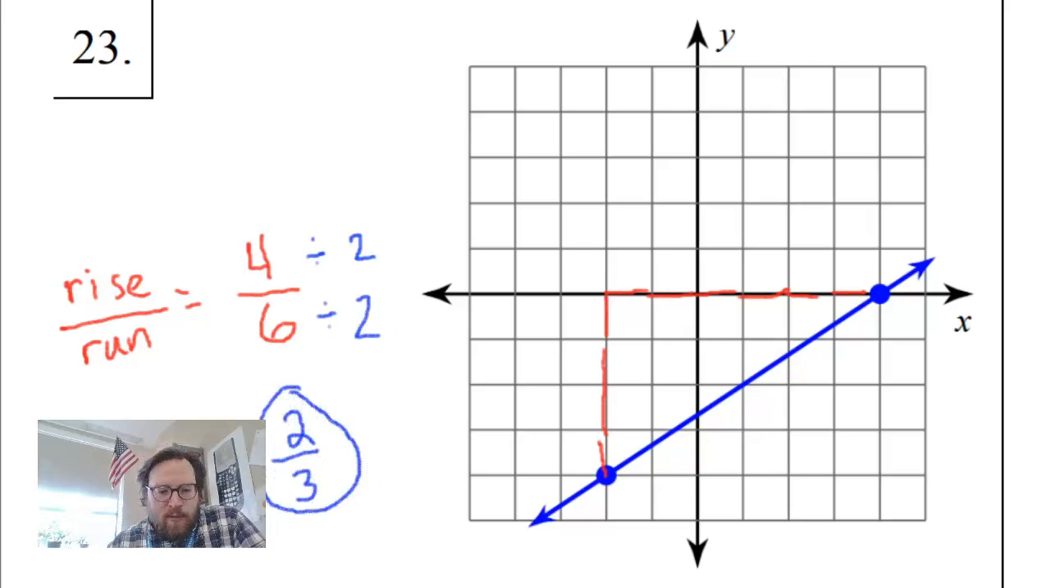And looking here, let me look at the answer sheet here. So 23 is 2 over 3. So that's letter G. So G in that box, you should write 23.